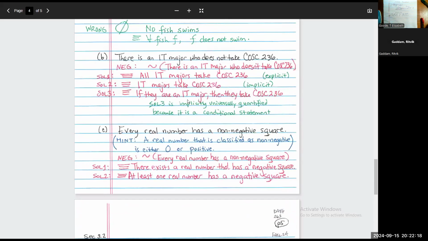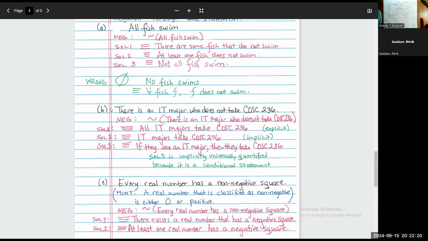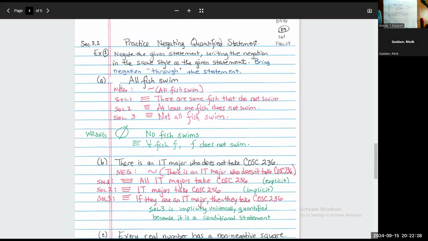It gets a little tricky because of the way English works. It's especially tricky because of English. But when we negate a for all statement, we should get a there exists statement. If it's not true that all fish swim, then there are some fish that don't swim. There exists a fish that doesn't swim. That's what it means to say that all fish swim is false. See what I mean?